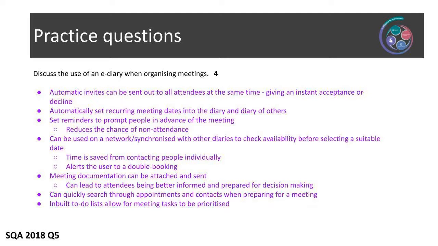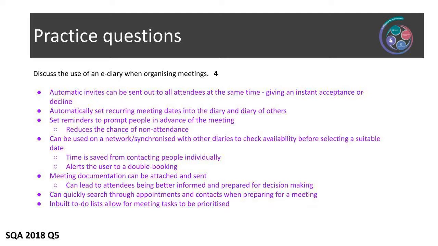E-diaries can also be set to automatically have reoccurring meetings. So this is where they repeat on certain days or certain dates, and that can be in the e-diary of the organizer as well as the e-diary of those who are invited. Making sure we can set reminders to prompt people in advance of meetings. And if there's a reminder that's been set, then that will reduce the chance of people not turning up, that non-attendance issue that can sometimes be a problem with meetings.